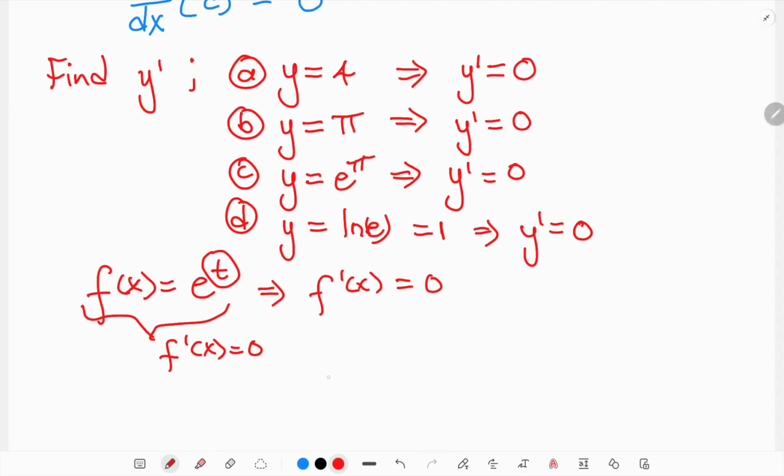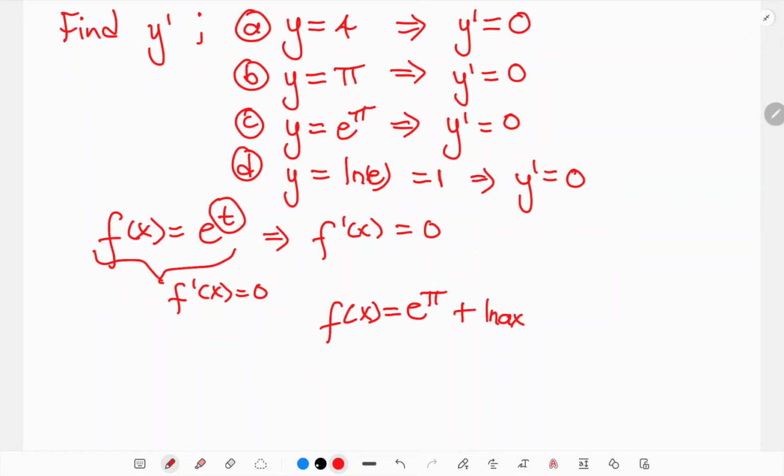Another similar example is, let's say we're given f of x equals e to the pi plus ln of ax. In this case, the derivative of the first term will be 0. But remember, what's different here is that our a is a constant. A represents a constant, so we need to take that into consideration.